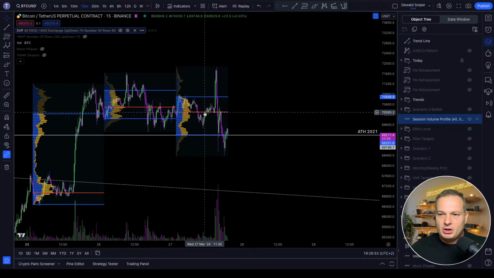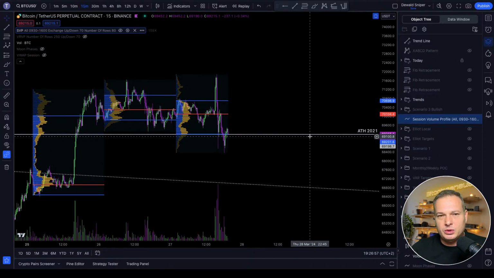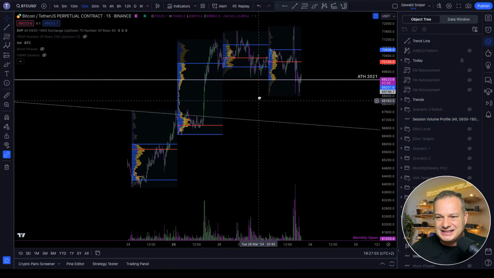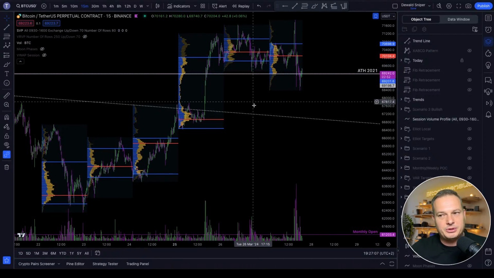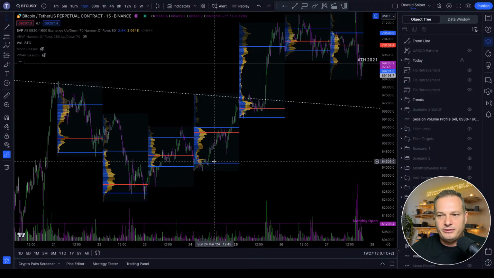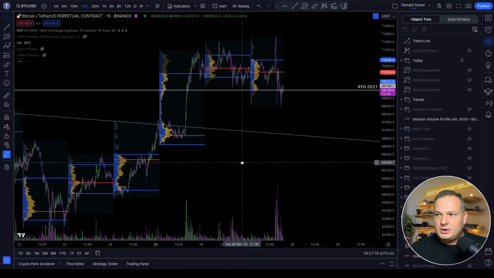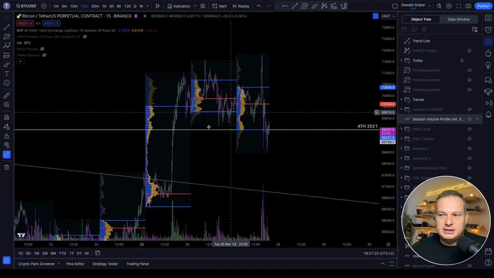What makes the session volume profile powerful is it works extremely well inside of ranges as well, when the price is ranging, not necessarily in a trending momentum to the upside or the downside. But when you have ranges, the session volume profile becomes very powerful. Okay, so let me explain some of the trades that I took this morning purely based on this indicator over here.